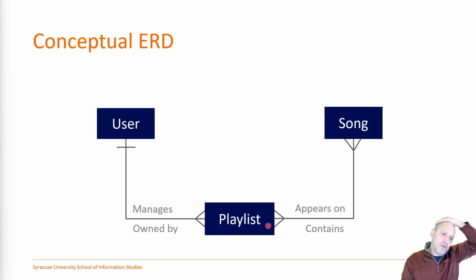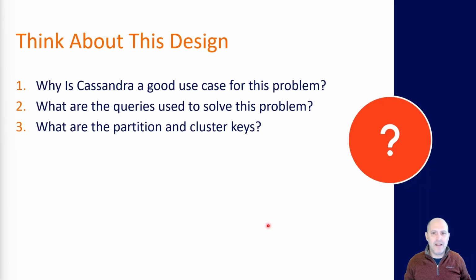So think about this and ask yourself, how would you design this in Cassandra? Is Cassandra a good use case for this problem? What does Cassandra do that other databases don't do? And why would it make it a good use case? And what are the queries you use to solve this problem? And then what would you consider using as partition keys?